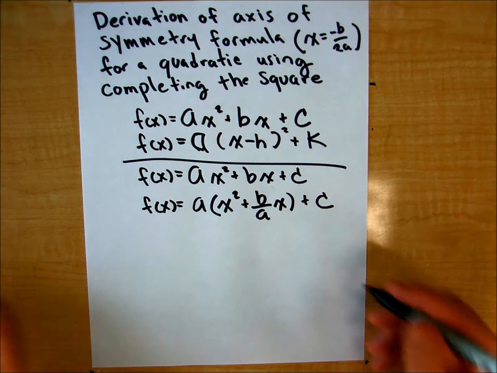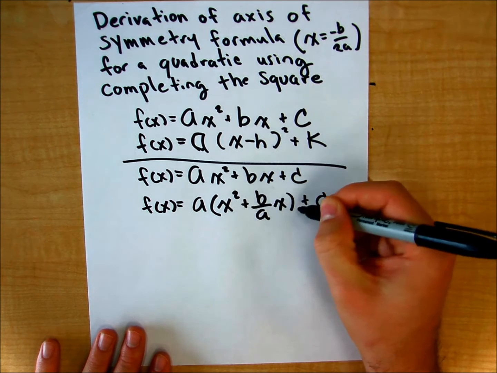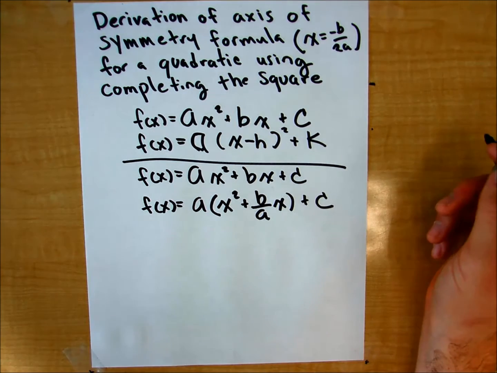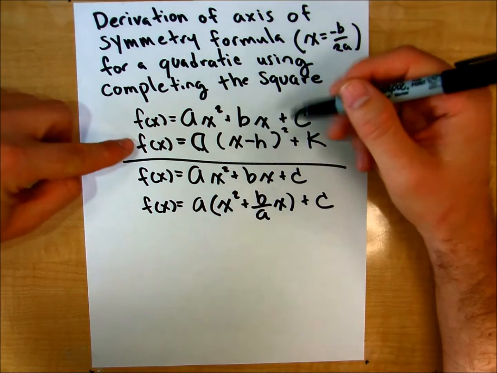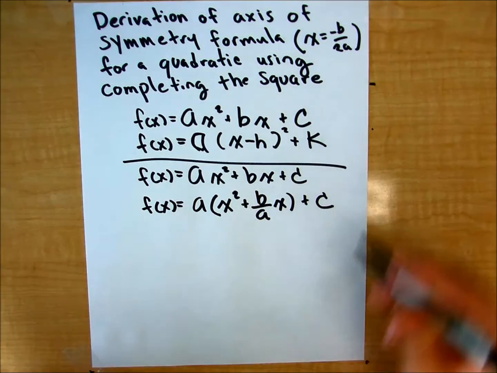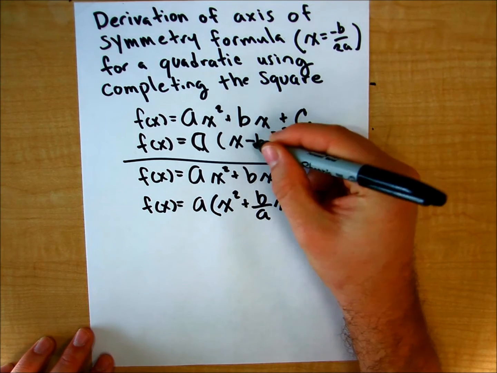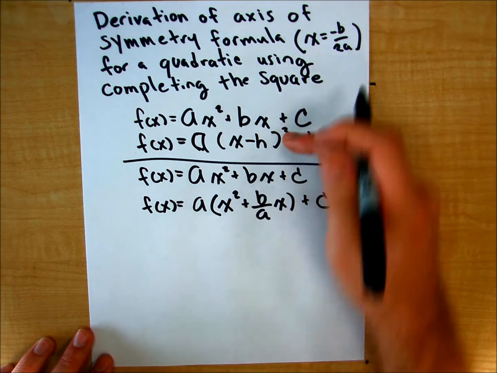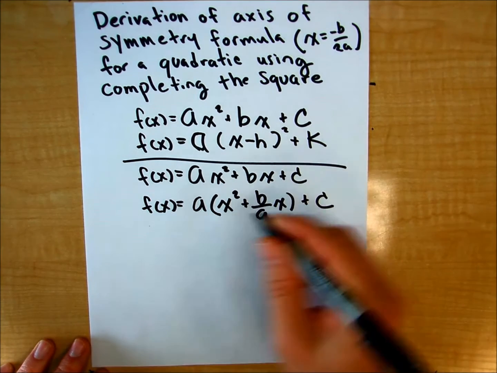Now, we're going to try to make this x squared plus b over a x into a perfect square trinomial. We need another term to make it one. Again, see what we're doing. We took out an a because that's what we're trying to make it look like this form. And we're going to try to make this x minus h squared. We're going to try to make this into a perfect square trinomial in order to get it to look like this form. So, how do I do that?